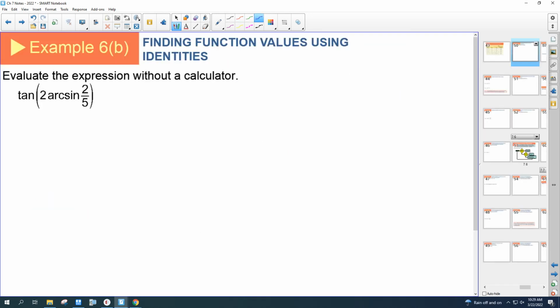Example 6b, we're going to evaluate the expression without a calculator. I think it's insanely important that you understand that an inverse trig function is an angle. So go ahead and do that. Circle that inverse trig part and call it angle theta or whatever you want to call it. It doesn't have to be theta. Do not circle the 2 in the front because that's not part of my inverse trig function. Inverse trig function is an angle.